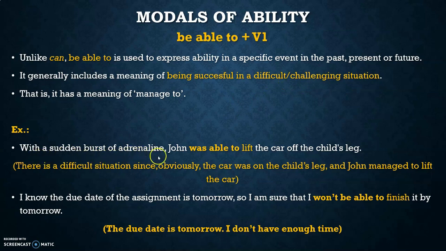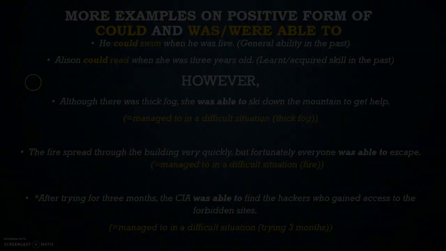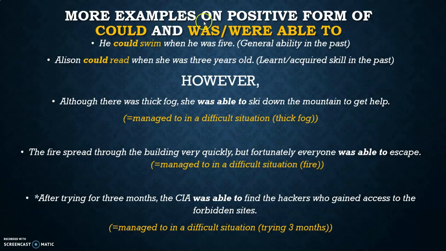With a sudden burst of adrenaline, John was able to lift the car off the child's leg. There is a difficult situation here because the car was on the child's leg, and John managed to lift it. I know the due date of the assignment is tomorrow, so I'm sure that I won't be able to finish it by tomorrow. The due date is tomorrow. I don't have enough time, which is too difficult for me to finish the assignment. The past forms of can and be able to are could and was or were able to respectively.